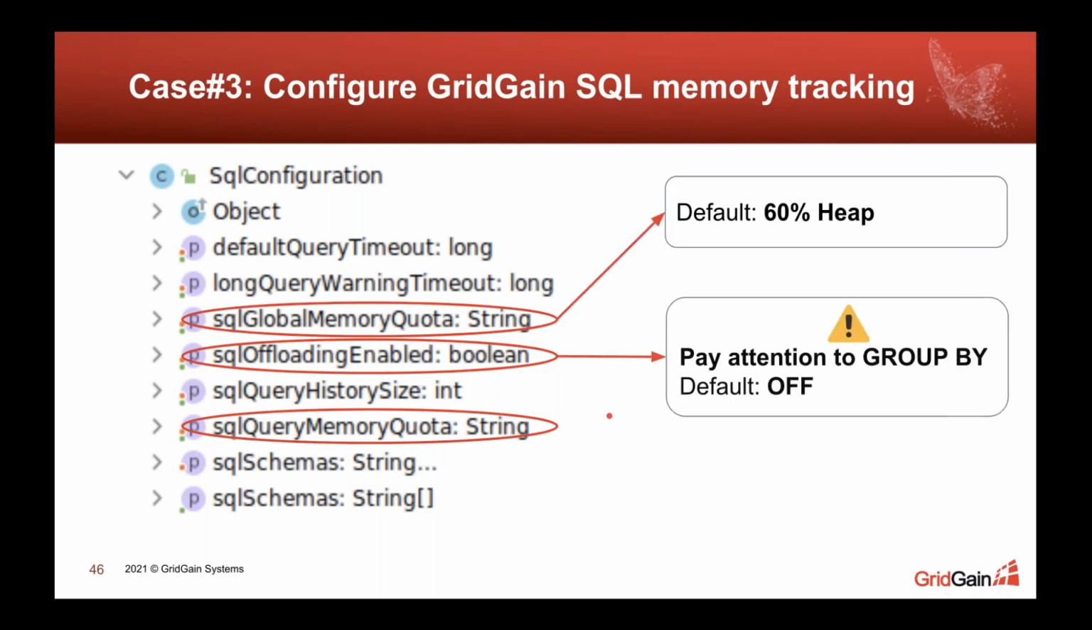Offloading enable enables spilling to the disk. You should definitely pay attention to that because it works pretty well with sorting, but in some cases it's possible that it won't perform so well for grouping, for example, because of the nature of those operations. And finally, SQL query memory quota is for one particular query, and it's turned off by default.